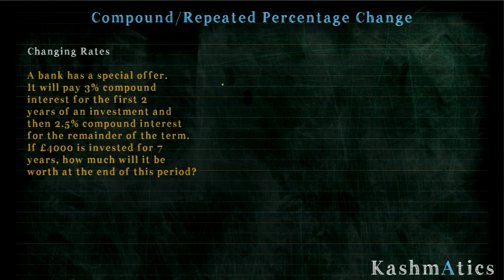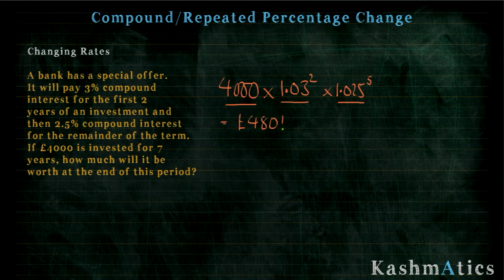You've got the initial investment, which is £4,000, and you multiply that by 1.03 to the power 2 for the first 2 years. So that's the first 2 years covered. And then for the remainder 5 years, because remember it's a 7-year investment, we're earning 2.5%, so the multiplier is 1.025, and that'll be to the power 5. So you've got the initial investment, £4,000, 2 years worth of interest at 3%, and 5 years worth of interest at 2.5%. And if you were to do that calculation, you get £4,801 and 24 pence.